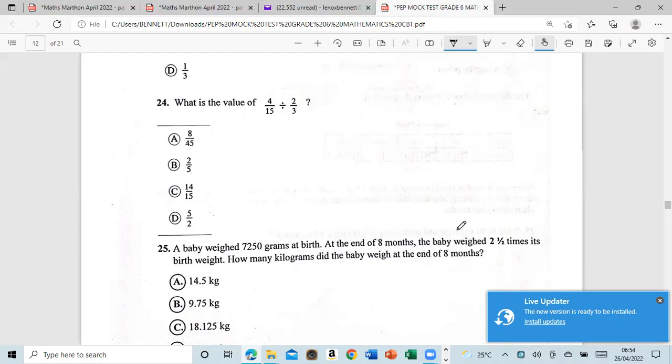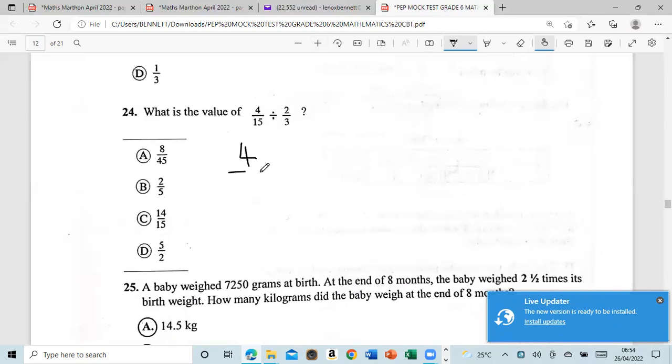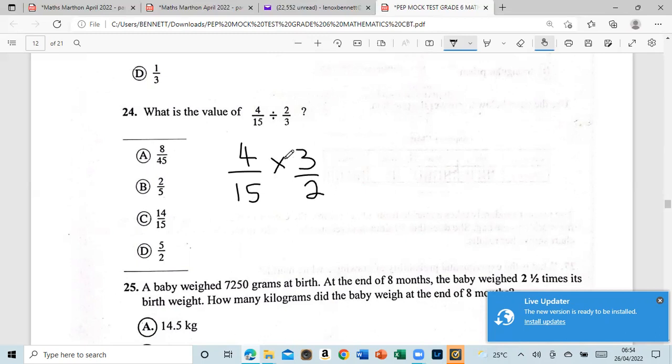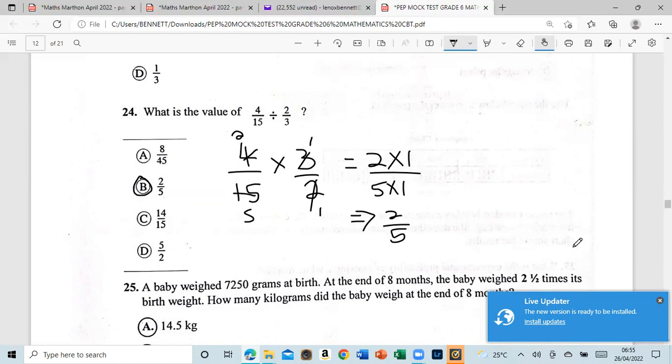All right, let's go to the solution. When you divide by a fraction, 2 over 3 becomes 3 over 2, and then 3 goes into 15 five times, 2 goes into 4 two times, so that's 1 over 5 times 2. So that should give us 2 over 5.